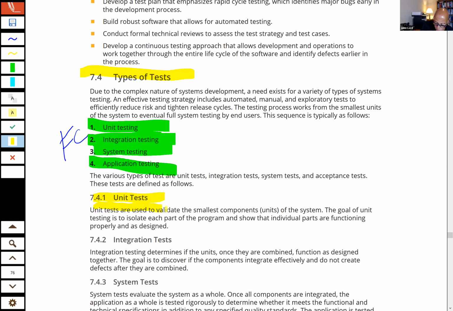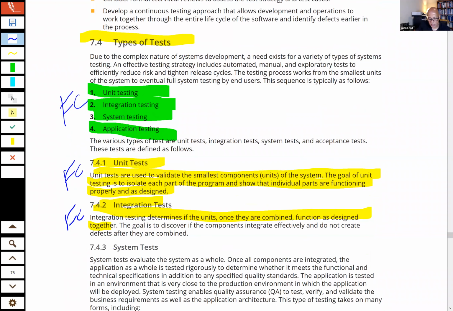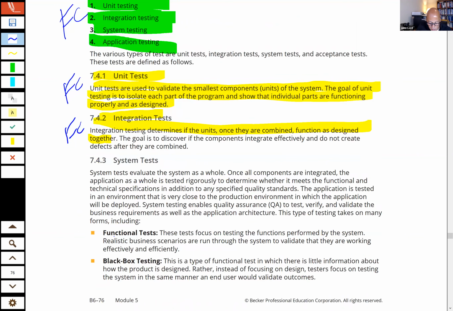Unit tests are used to evaluate the smallest component of the system. The goal of unit testing is to isolate each part of the program and show that individual parts are functioning properly as designed. Flashcard that. Integration test: determining if the units, once they are combined, function as designed together. Flashcard that. These are pretty simple definitions, guys, but I'm asking you to flashcard them because we've got a ton of terminology here, right? The best way to get around this is the flashcards.